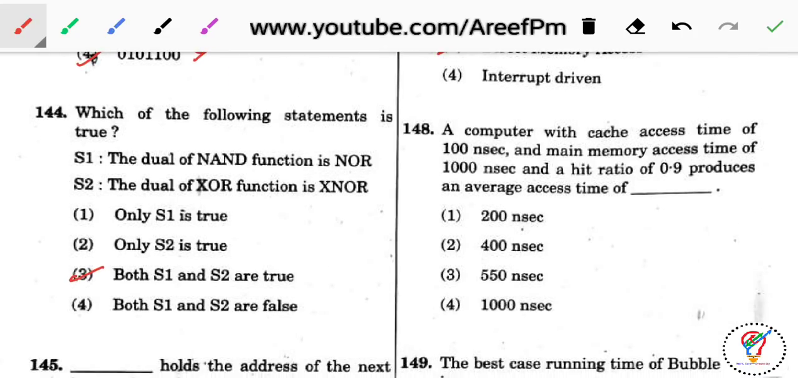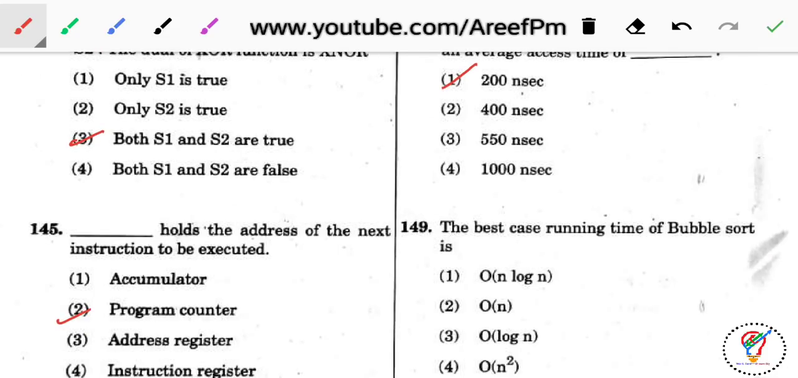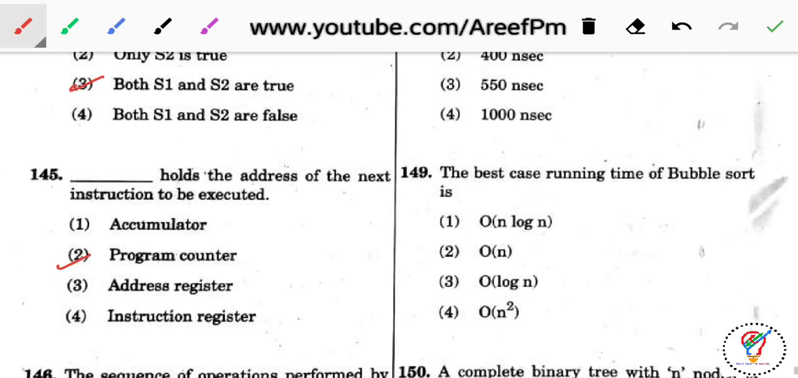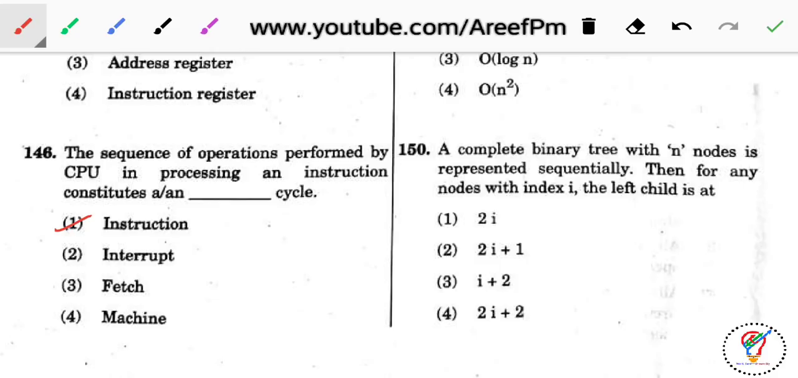Now 148. A computer with a cache access time of 100 nanoseconds and a main memory access time of 1000 nanoseconds and a hit ratio of 0.9 produces an average time of 200 nanoseconds. The best case running time of a bubble sort is O of n. Next, last question for this paper. A complete binary tree with n nodes is represented sequentially. Then for any node with index I, the left child is at 2i.